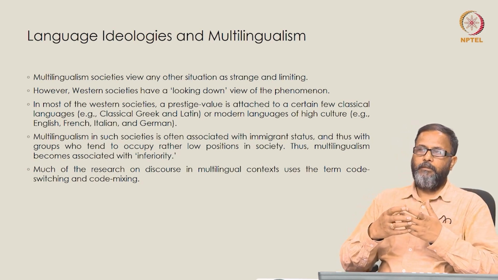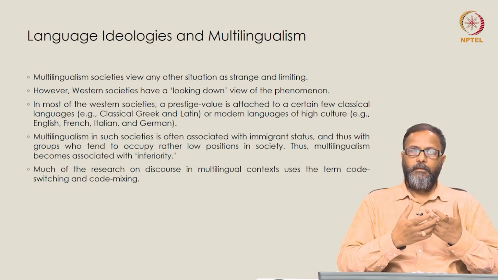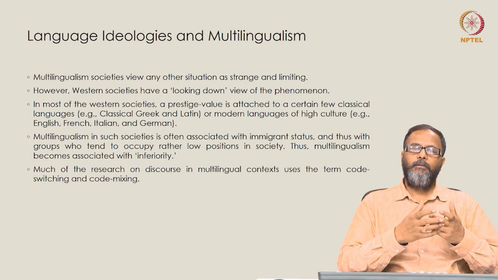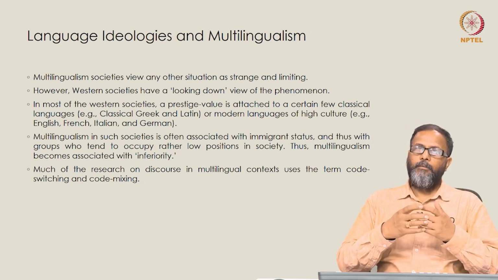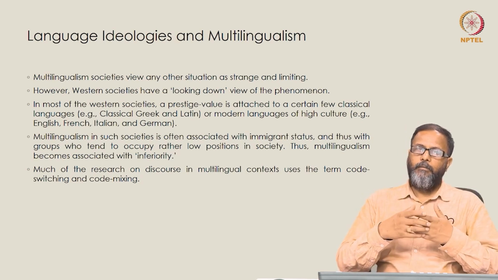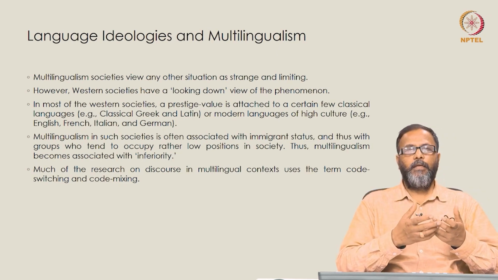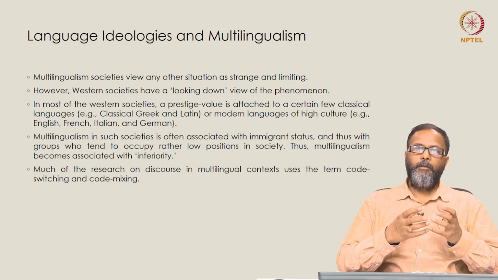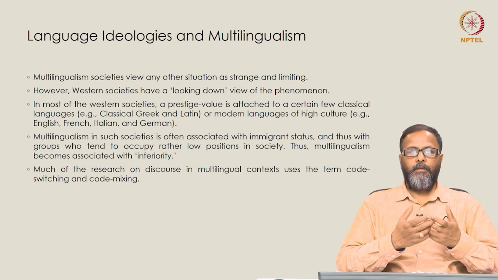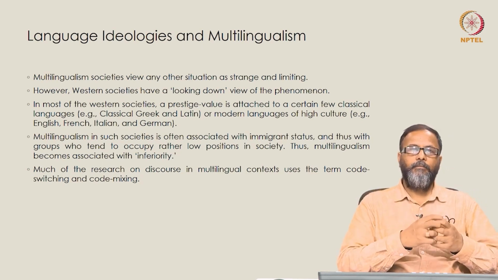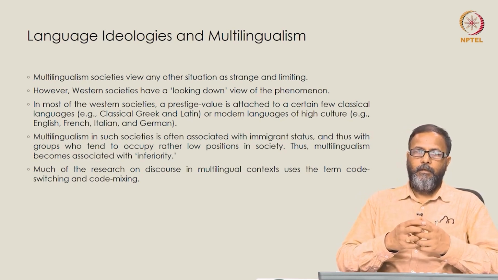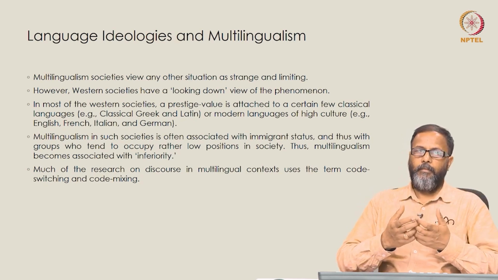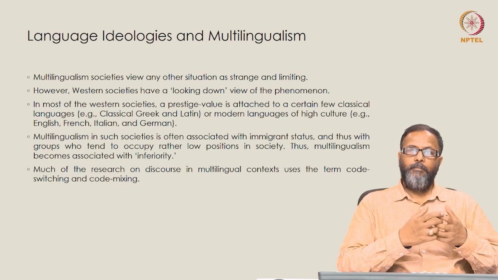The majority of the societies are monoglossic in nature, single language, right? So the majority of the Western societies assign prestige value to classical languages like Greek, Latin, and others, and they subscribe to a dominant popular elite variety of the language, like French in France, English in England, Spanish in Spain, right? So they look at multilingual societies as deficient. They don't consider it in a very positive way.